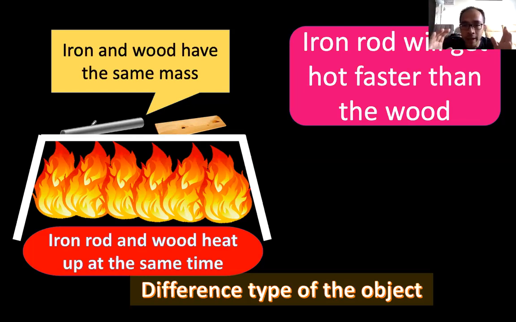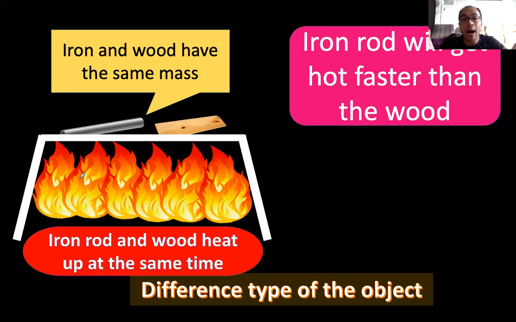Now in terms of heat capacity, let's think about this. Which one has the bigger heat capacity? Obviously it is the wood, because the wood takes a longer time to become hotter. So because of that, the heat capacity of wood is much bigger than the heat capacity of iron. Let's say we take out the fire. Katakan saya kasih keluar itu api, and I allow the hot iron rod and the hot wood to cool down. Which one will cool down faster?